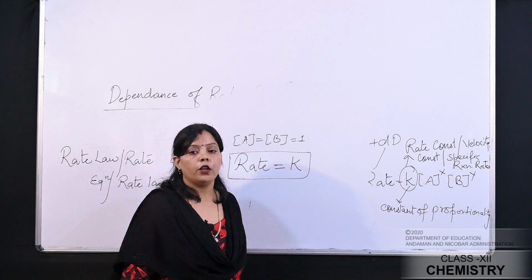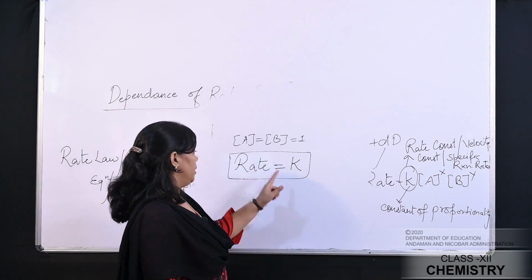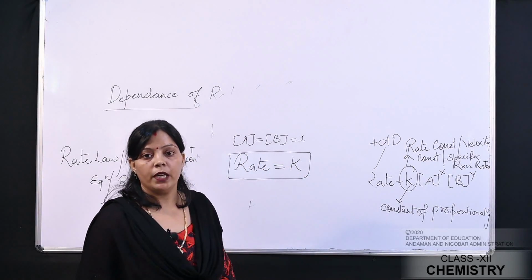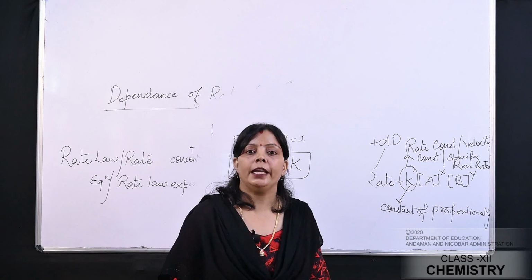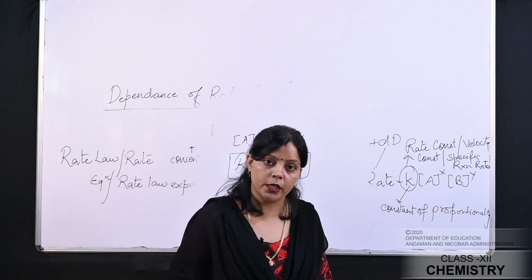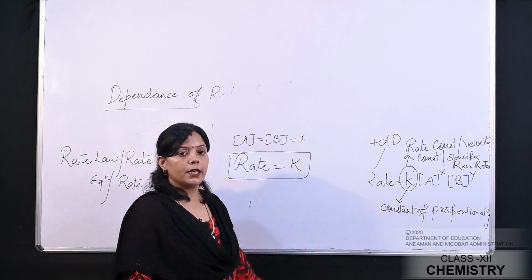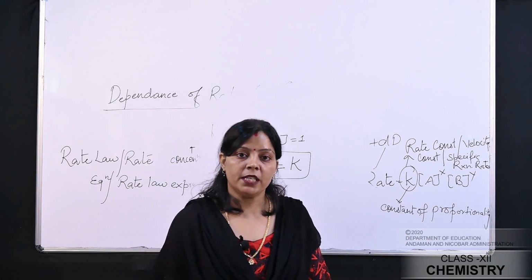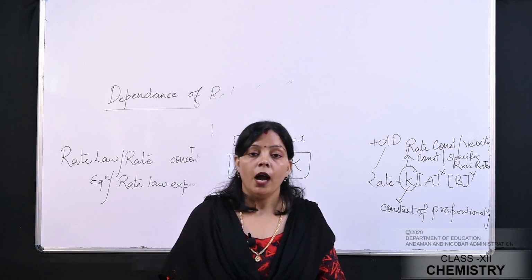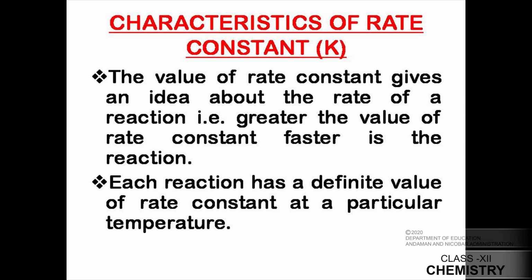So with the help of this, we can define the rate constant of a reaction. The rate constant of a reaction is defined as the rate of the reaction when the molar concentration of the reactant is taken as unity. Since it is a special case, the rate constant is also named the specific reaction rate.